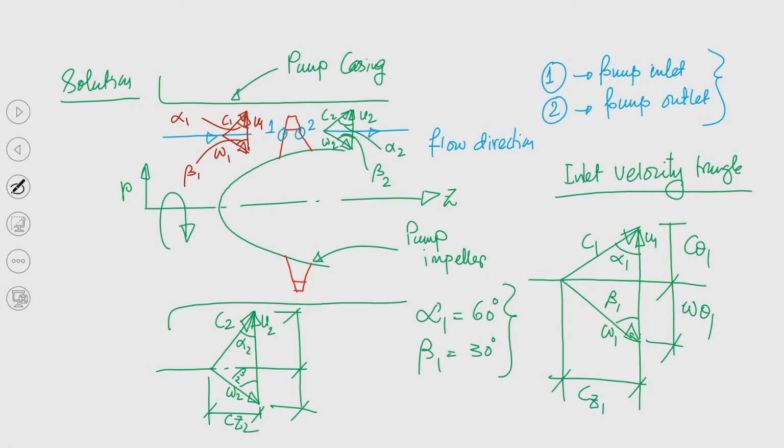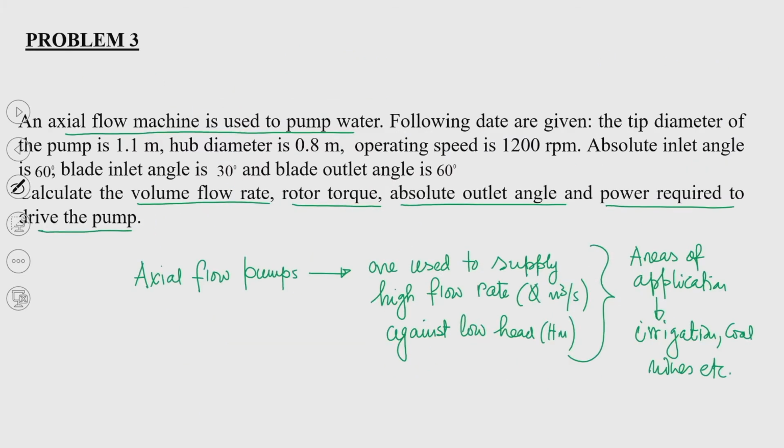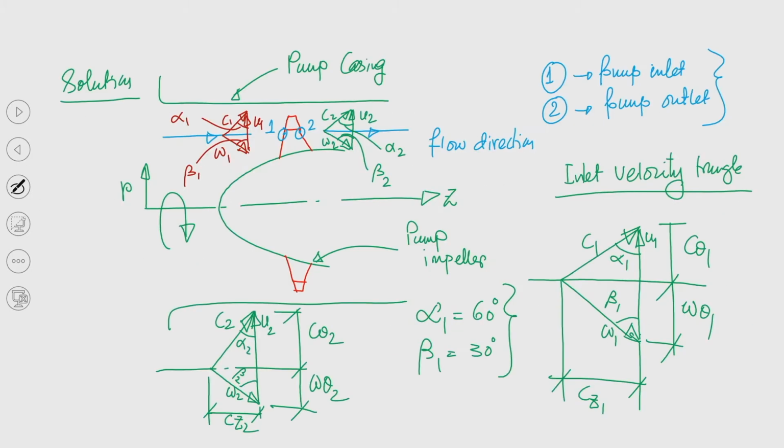Now, this is again the component of absolute velocity in the tangential direction, and this is the component of relative velocity in the tangential direction at the outlet. So, C theta 2 and W theta 2. Again, if we go to the problem statement and try to understand if we have any information related to the outlet velocity triangle, it is given that the blade outlet angle is 60 degree. So, now it is given beta 2 equal to 60 degree.